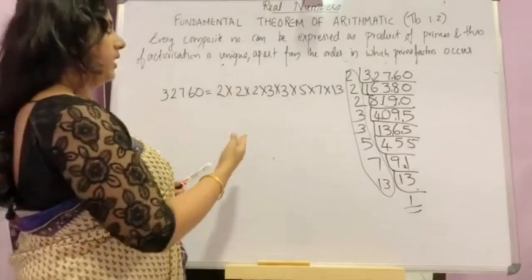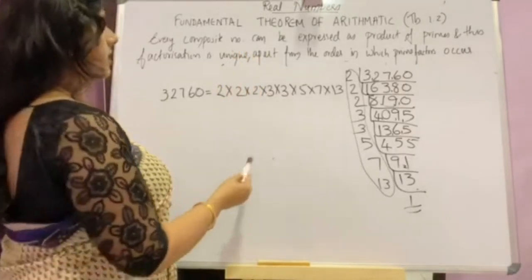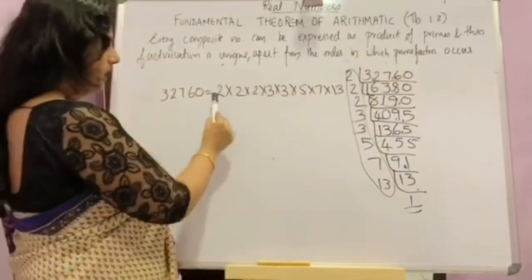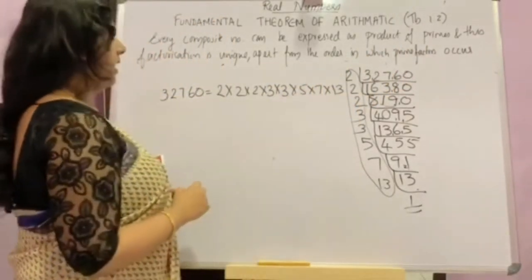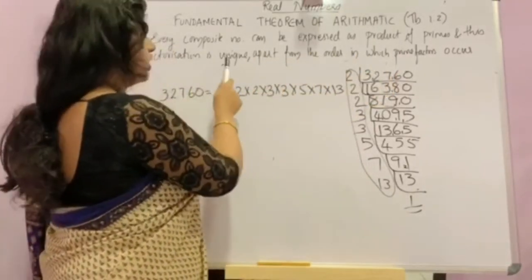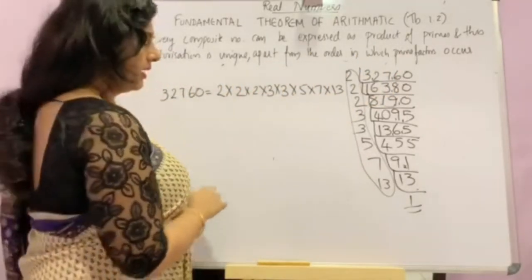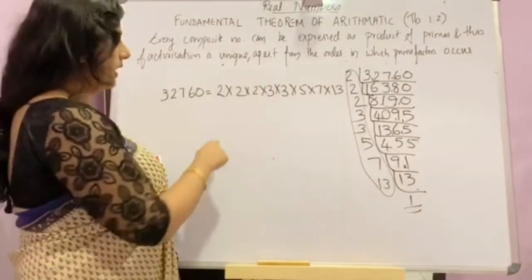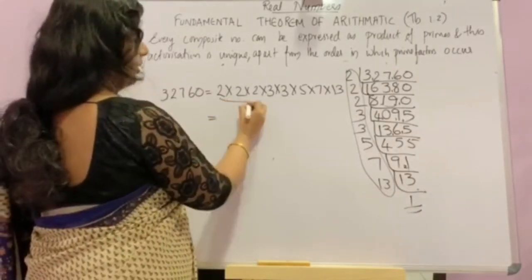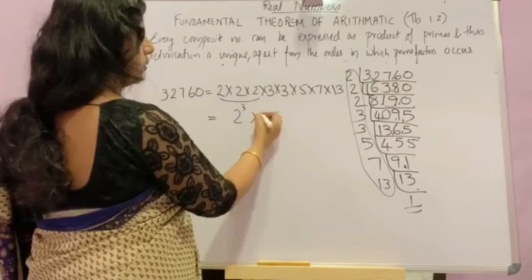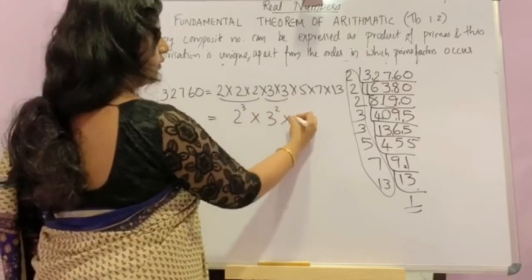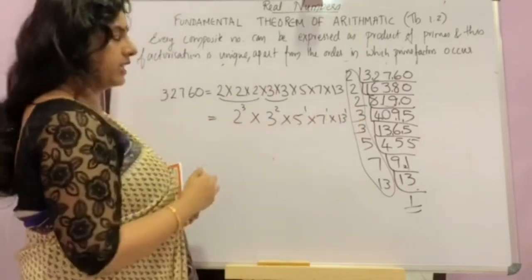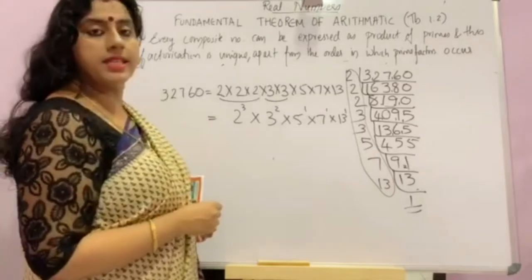Now this is what is said in the theorem, that a composite number can be expressed as a product of primes. Here it is a product of primes. And this factorization is unique. Unique means this is the only method by which we will get it. How many 2s are there? 2 raised to 3 into 3 square into 5 raised to 1 into 7 into 13. This is the only way we will get while we factorize 32,760.